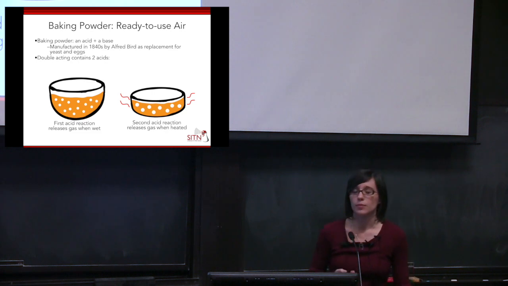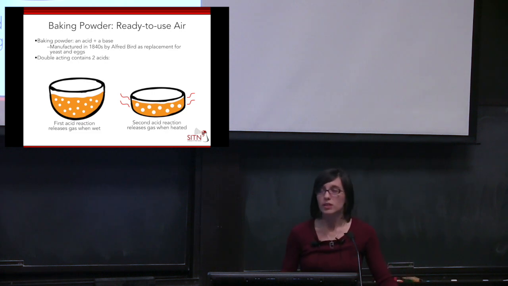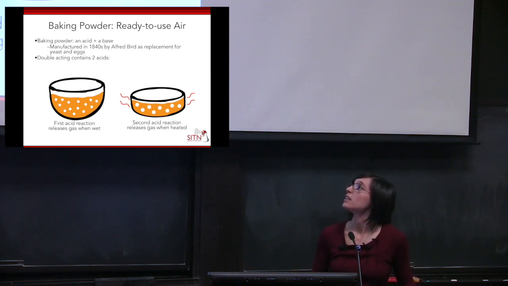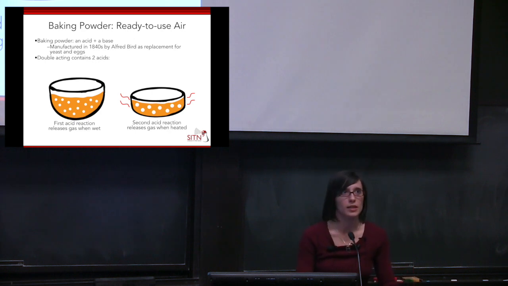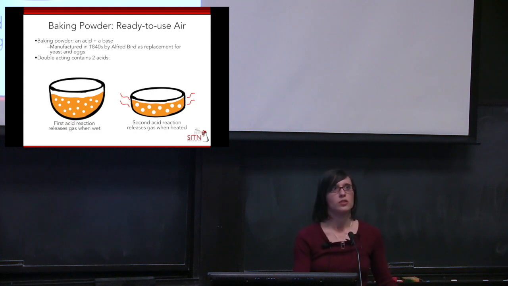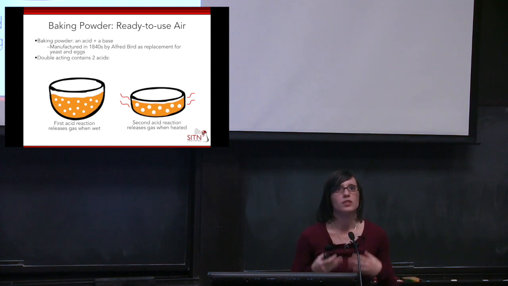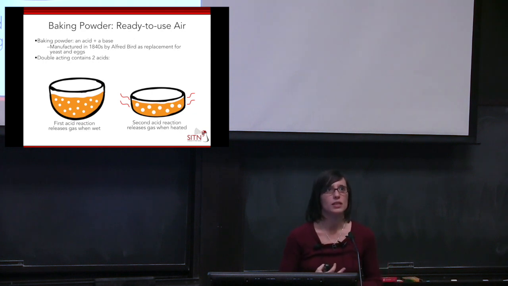Baking powder was invented in the 1840s by a man named Alfred Bird, and he worked on formulating this because his wife was allergic to eggs and yeast, which are other common ways for making things rise. He wanted to find something that he could use in the kitchen with her that she could eat, but that would still introduce air into the bake. So he needed something that would put air into the food they were making, to make nice, light, fluffy bakes without using yeast or eggs.